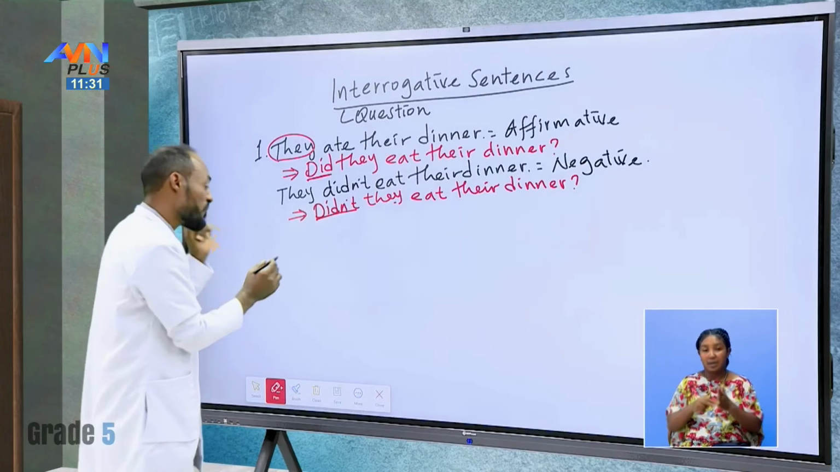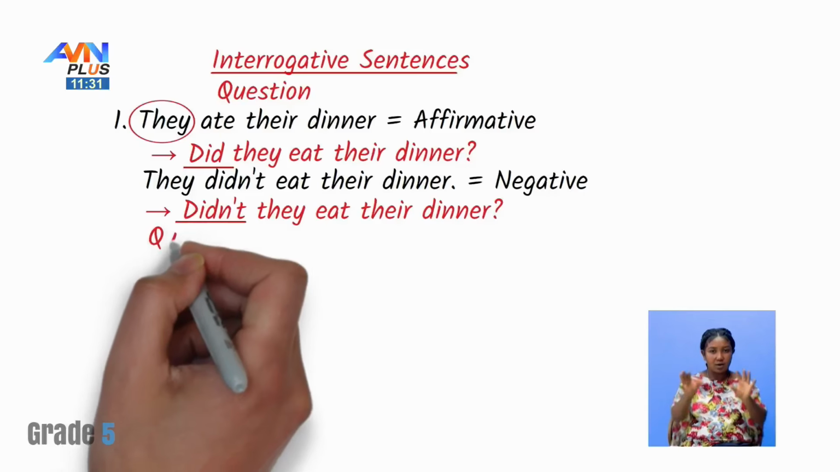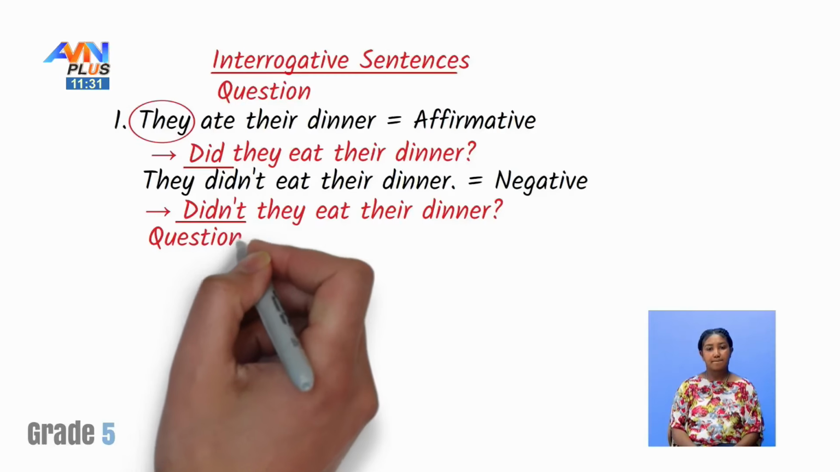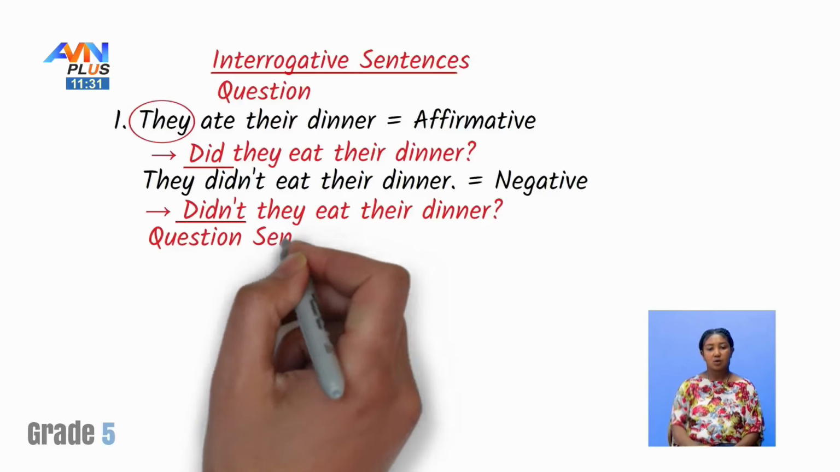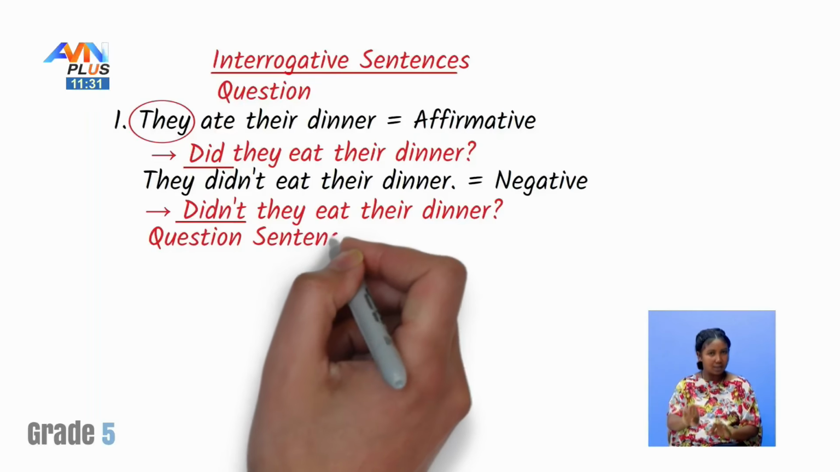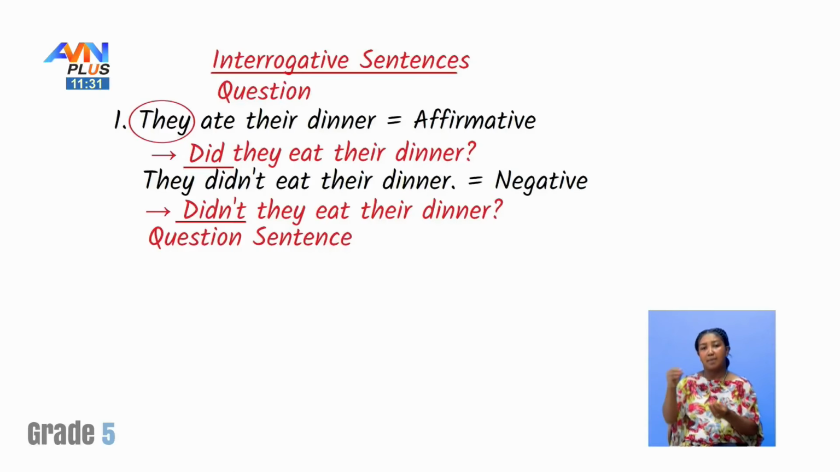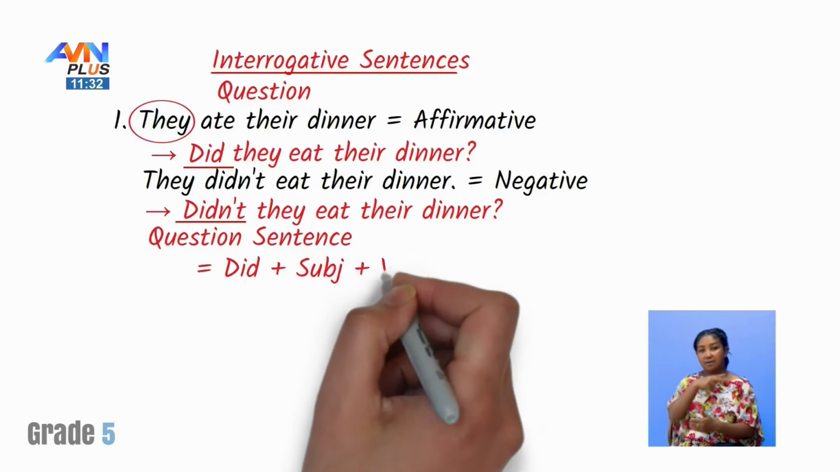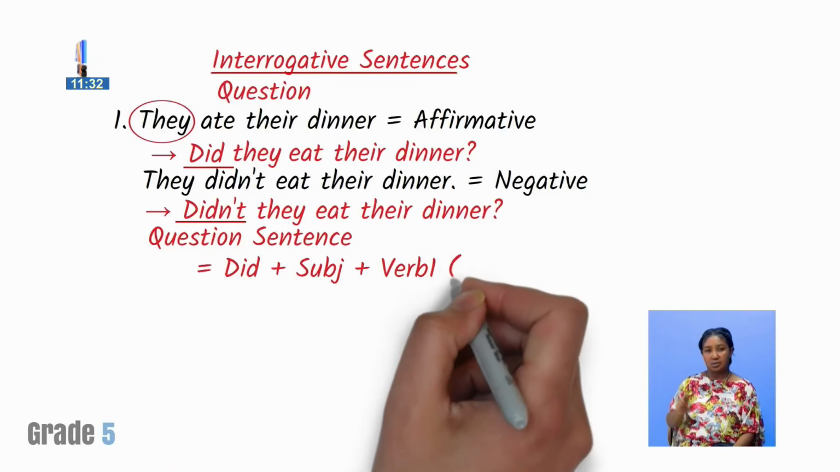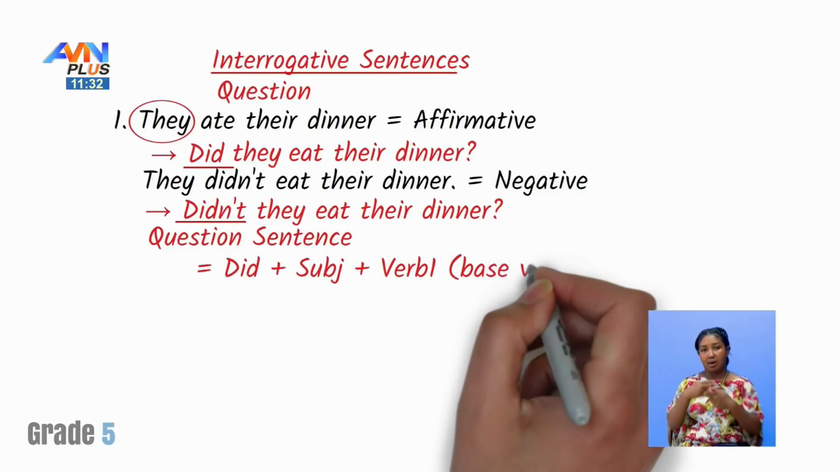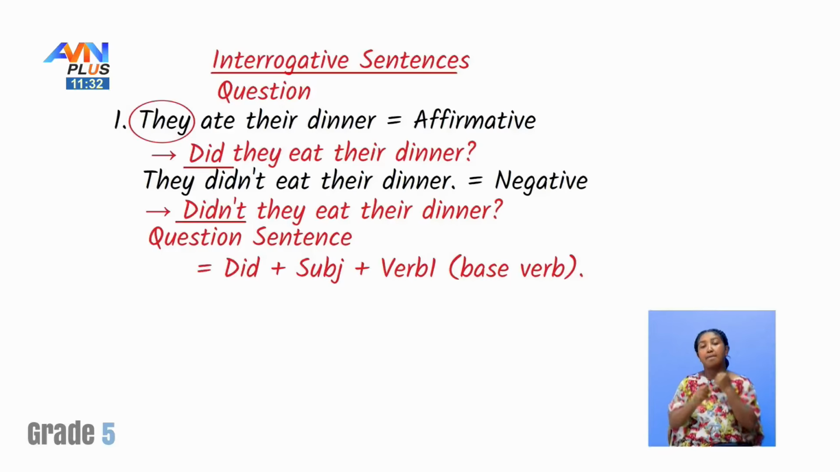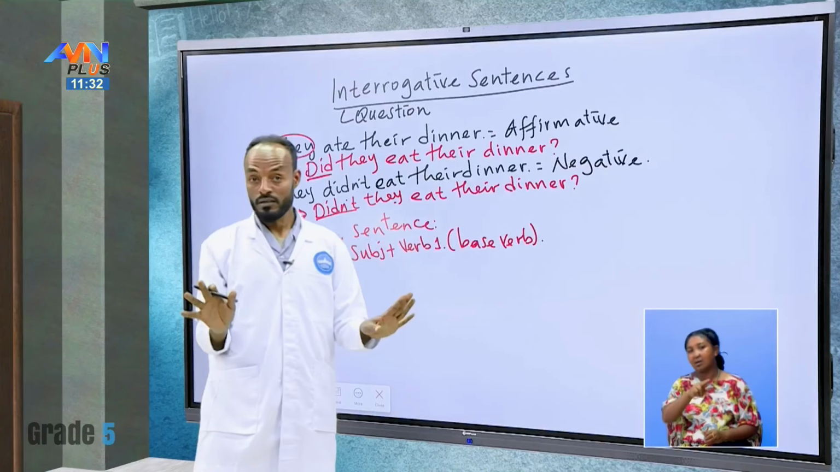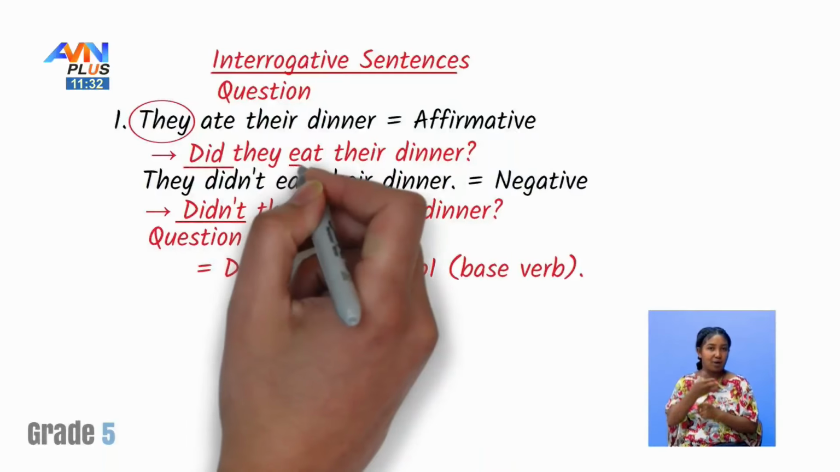So this means the form of the question sentence should be did plus subject plus verb 1 or base verb. Bear in mind, it should be the base verb. Base verb means the verb without ed, d, s, and others, okay? So it should be the base verb, just as we mentioned here.